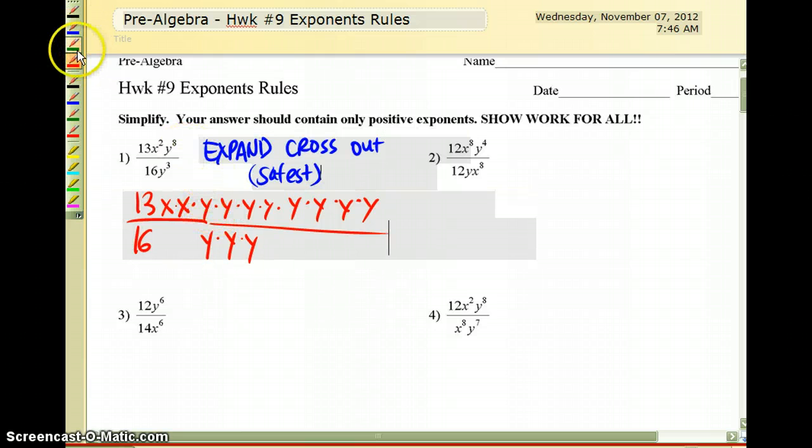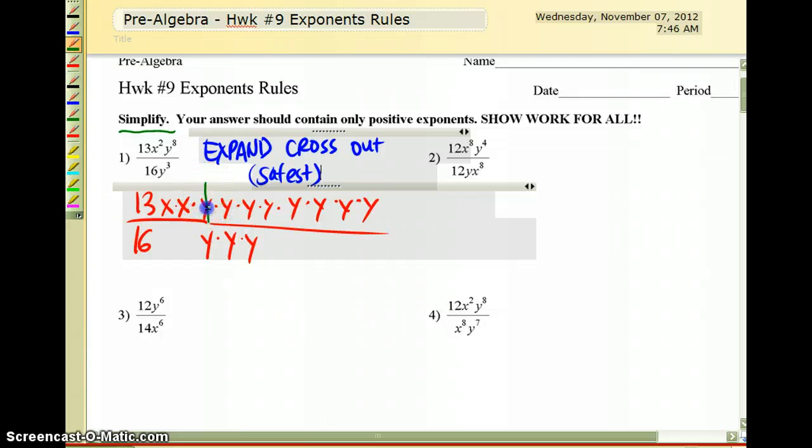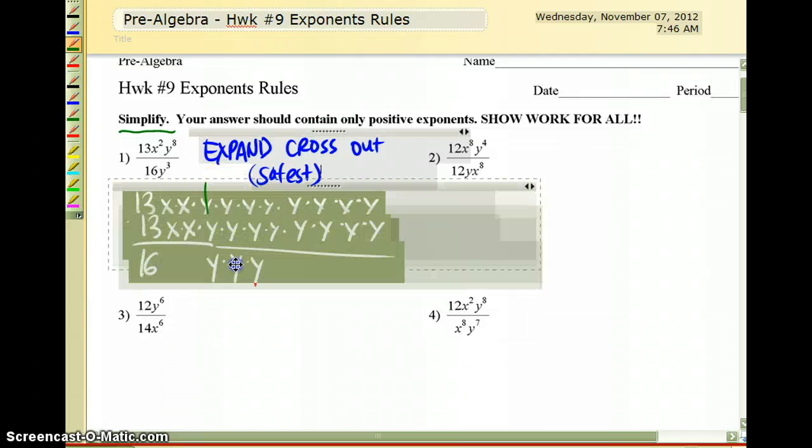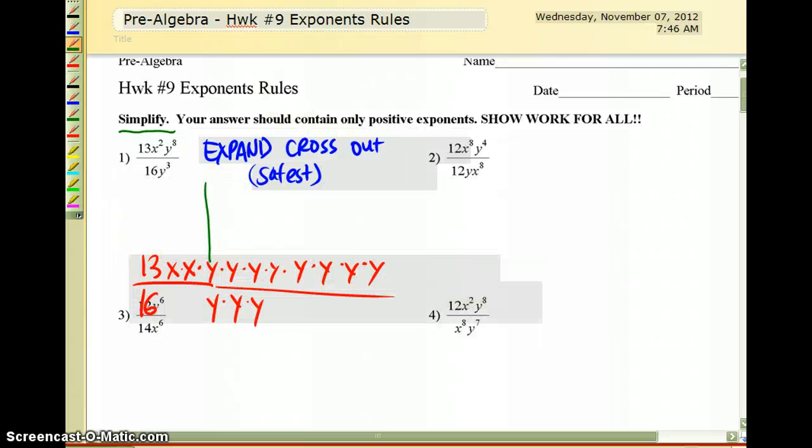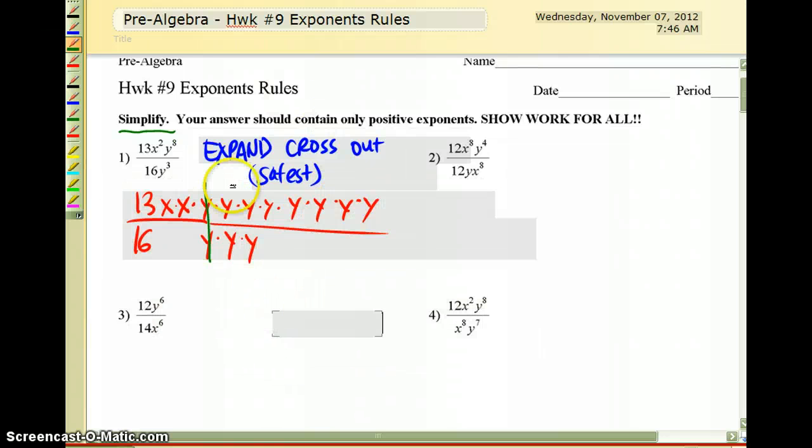I'm going to simplify, because that's what the question tells me to do. By simplifying, it seems that a y and a y, I'm going to cancel that out, so I can cross that out. Another y I can also cross out, and a third y, I'm also going to cross out here. What I have left would then just be my final answer.